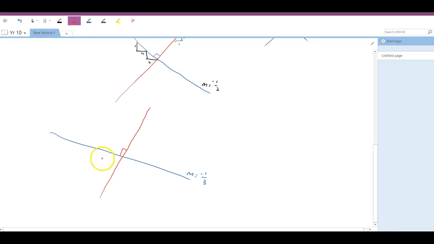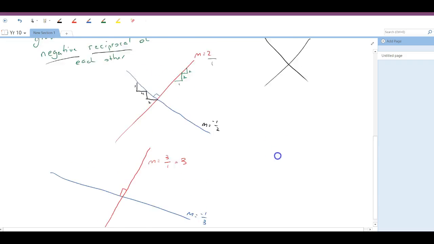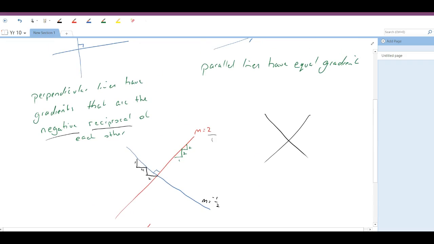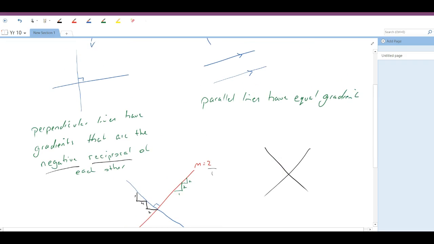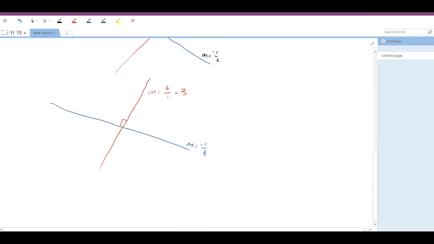If this is going 3 along the run and 1 up, this one will go 1 on the run and 3 up. So our gradient will be the reciprocal of this and also the opposite sign. So this is a negative, this one's going to be positive. So 3 over 1, which we'd write as 3. So that's perpendicular lines: negative reciprocals. Parallel lines: same gradient, dead equal.